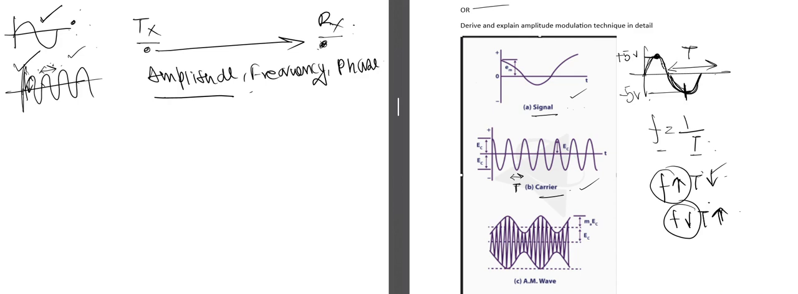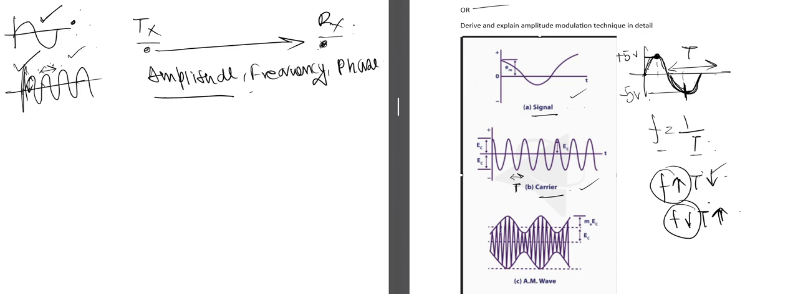At first the amplitude of the carrier signal will start from 0, then it will slowly increase, and at this point it will be maximum. After reaching this point it will again decrease and reach its lowest value at this particular point, and after that it will gradually increase.